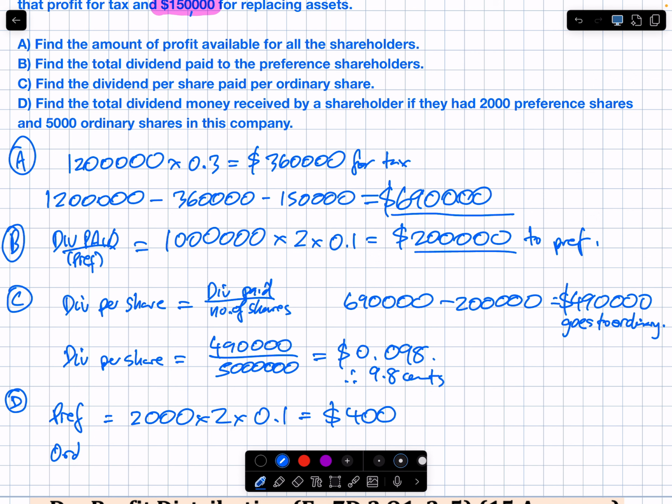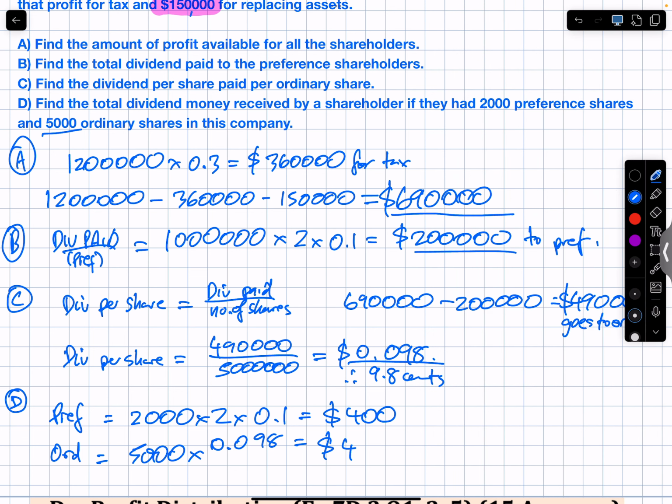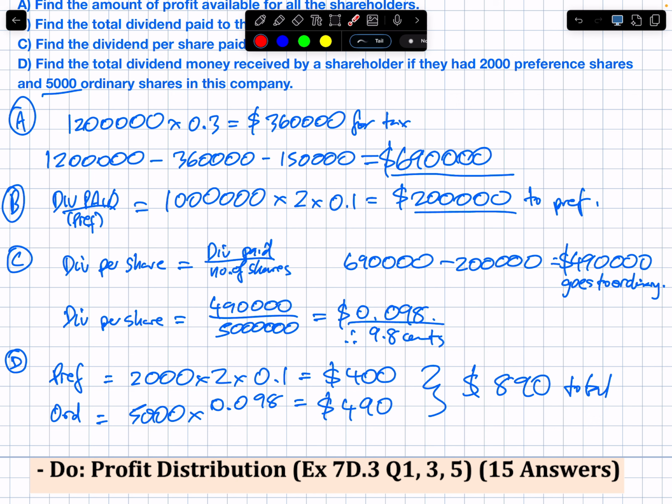And then ordinary is going to be, how many ordinary do they have? They have 5,000 times 9.8 cents per share. $490. So if you're a person in this situation, your total would be 890 total. You didn't sell the shares, it just went to your bank account. Okay? So that is dealing with those formulas from last lesson, but on a company-wide basis versus just the individual shareholders.